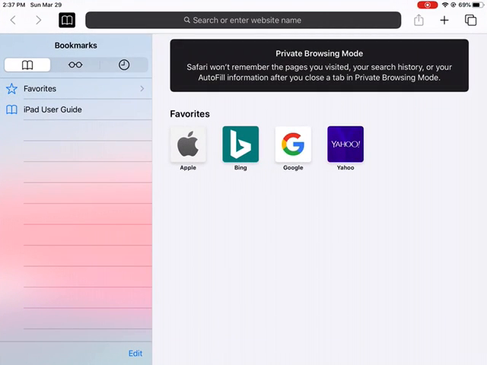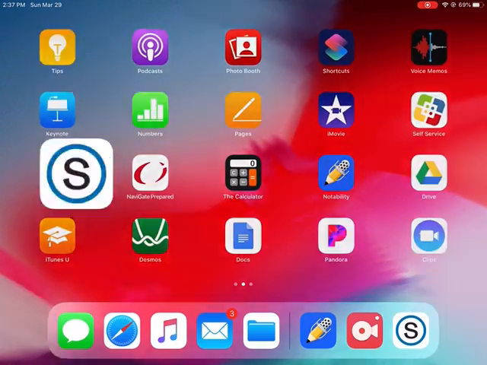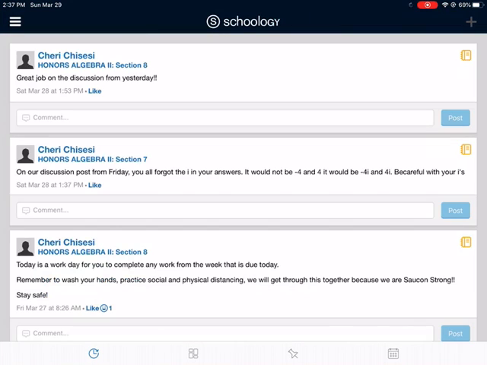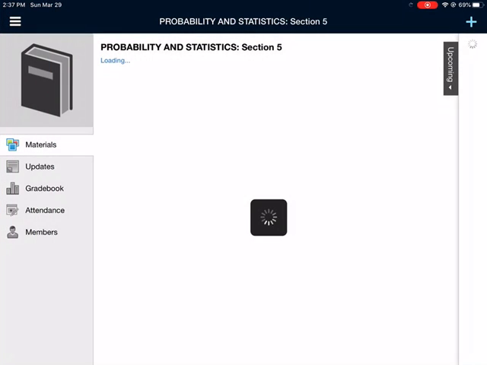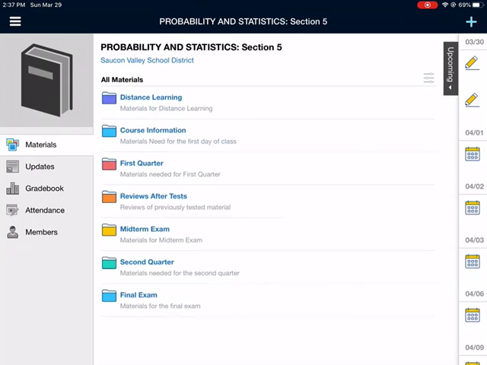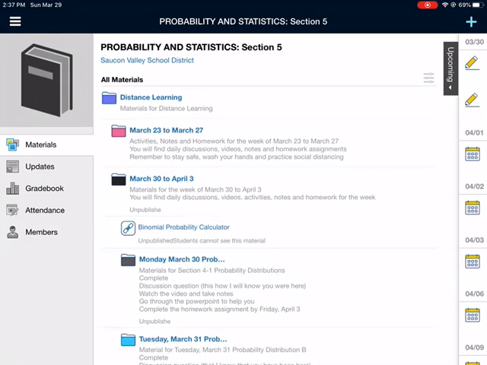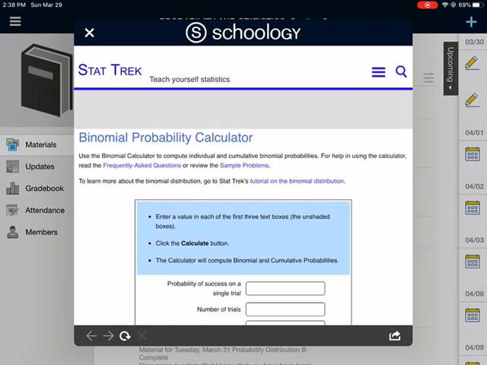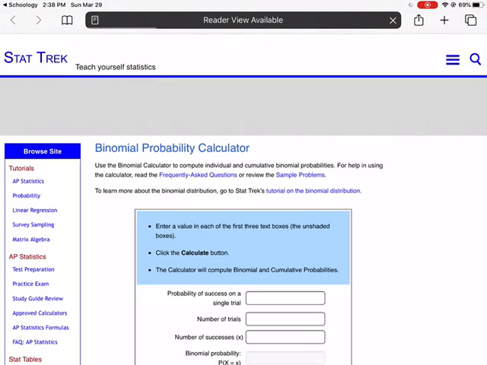Okay. Why did we just not? All right, so obviously I did something. Let's try going through Schoology. I must have done something. Okay, so it's in your... Oh, there we go. Okay, it's in the week. See, it says binomial probability calculator. So if it shows up here, then you can just use this, go to website, open in Safari.